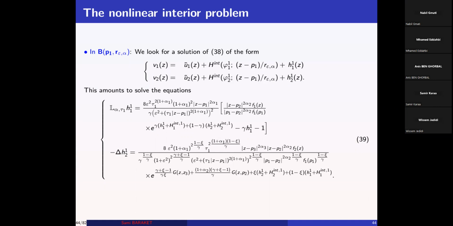Then we will solve some problem like L alpha H11 equal. Here I put minus Laplacian H1 to 1. But why not L epsilon, L alpha or L? Because in the ball centered on P1 and of radius R epsilon alpha, I want that U1 has a blow up on P1, but U2 has not a blow up on P1. So I will inverse only minus Laplacian, not L epsilon, not L alpha to 1.